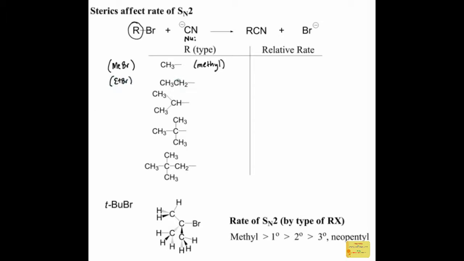And how would you describe the type of carbon bearing the leaving group? Well, we could use terms like primary, secondary, tertiary to describe the number of carbons attached to that carbon. Because this carbon has just one carbon group attached, it is a primary carbon. The leaving group is on a primary carbon for ethyl bromide.